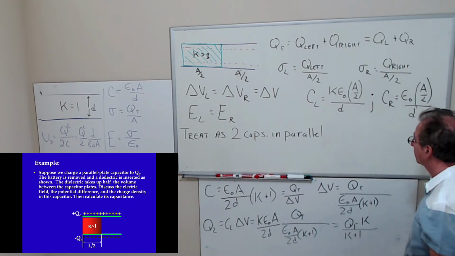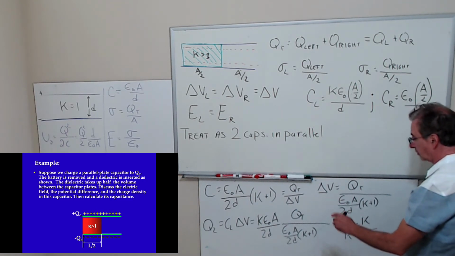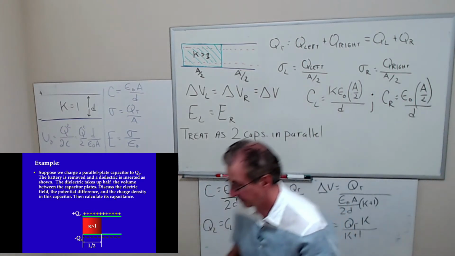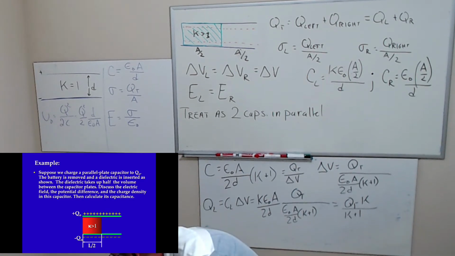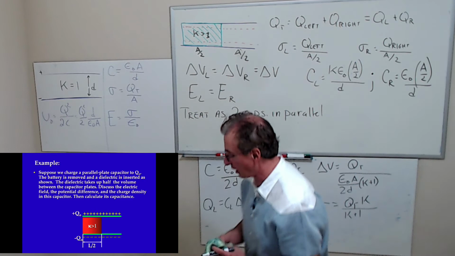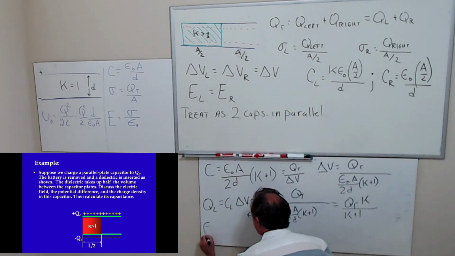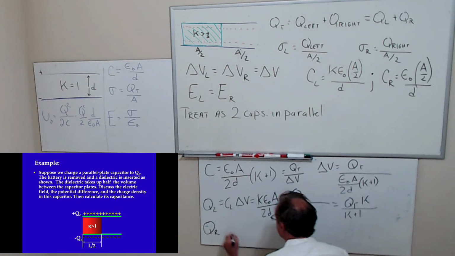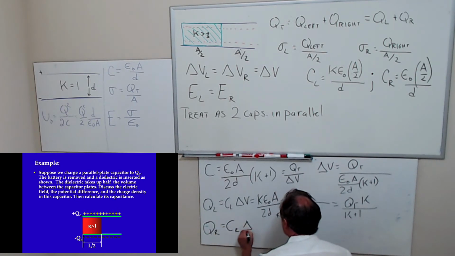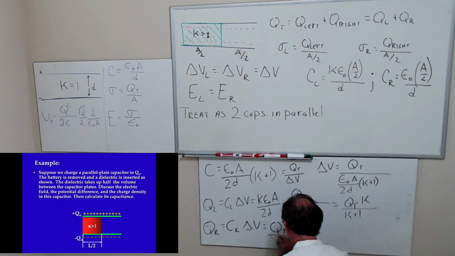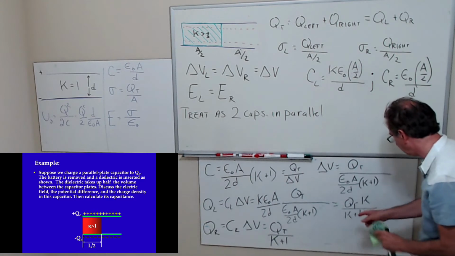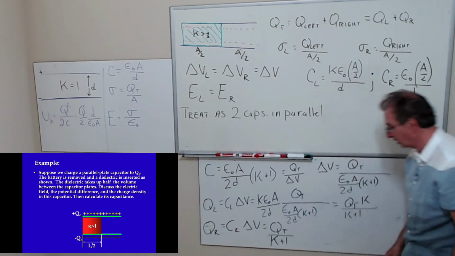What about Q right? Well, Q right, the Q on the right, give me a second, I'm going to have to adjust my camera. So Q right is going to be C right delta V. And when you do the math, you get Q total over kappa plus 1. And if you add this to this, you will get Q total.